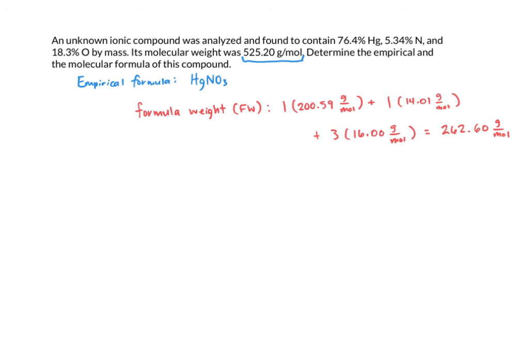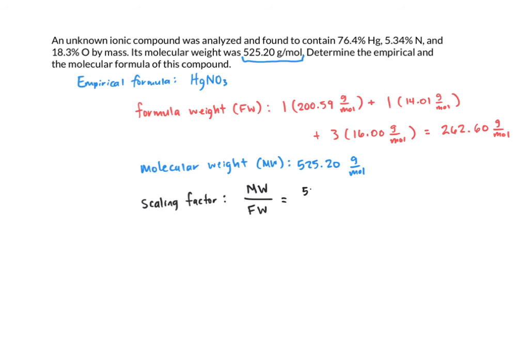This formula weight is different from the actual molecular weight of the substance that we know from our problem above. The molecular weight, or MW, for our actual molecule is given as 525.2. So we know that our empirical formula does not match our molecular formula. In order to figure out how far off we are, we're going to calculate what I call a scaling factor. The scaling factor represents the ratio of the molecular weight of our actual substance to the formula weight of our empirical formula. This should work out to be very close to a whole number, if not a whole number precisely.